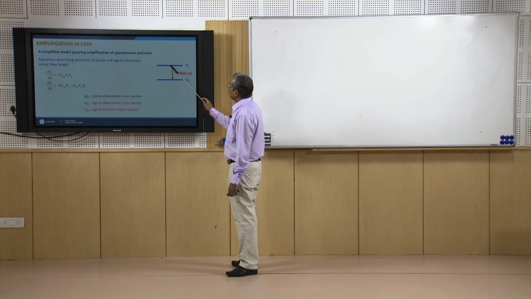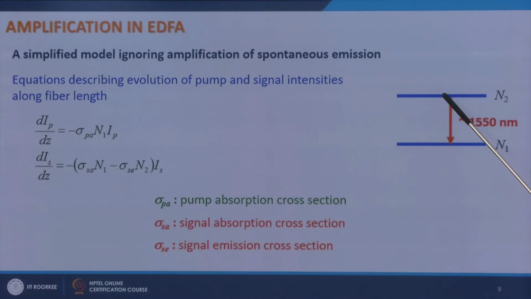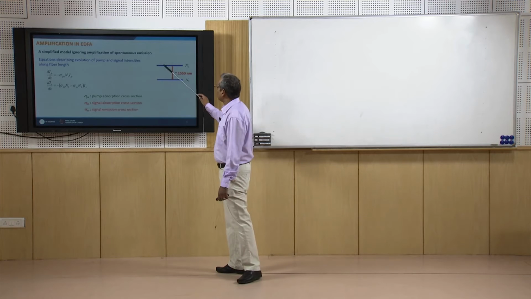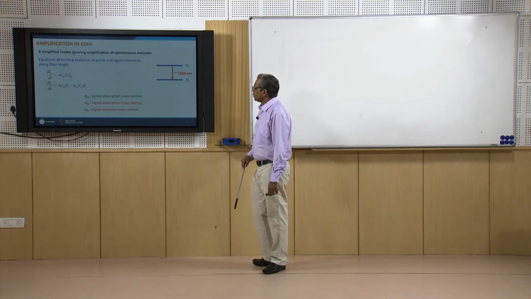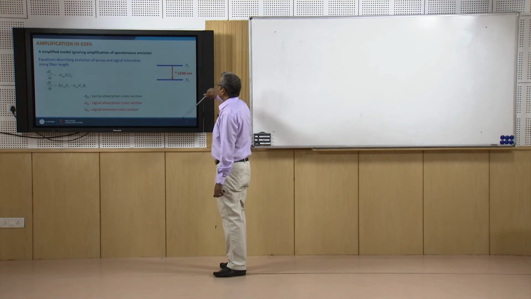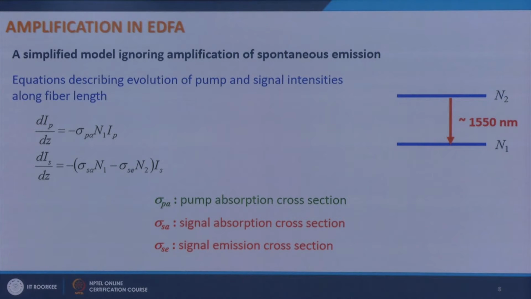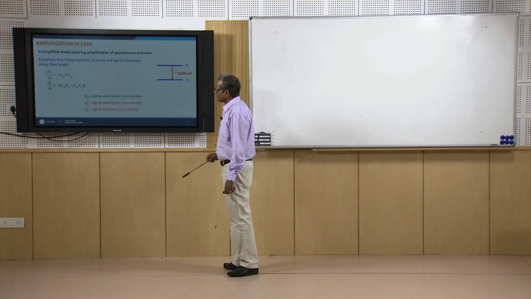This state or this band has been populated via a higher band using, for example, 980 nanometer pump, or directly from here to here using 1480 nanometer pump. So, you create a population inversion. N2 is the number of atoms per unit volume in this band, and N1 is the number of atoms per unit volume in this band.